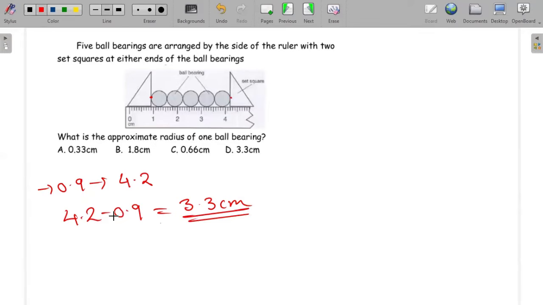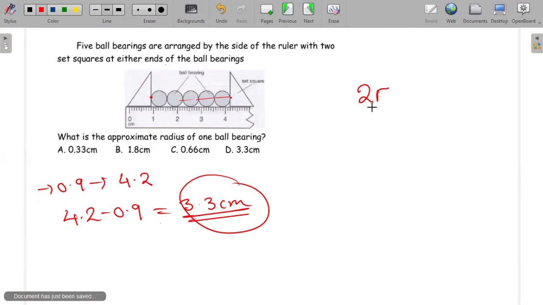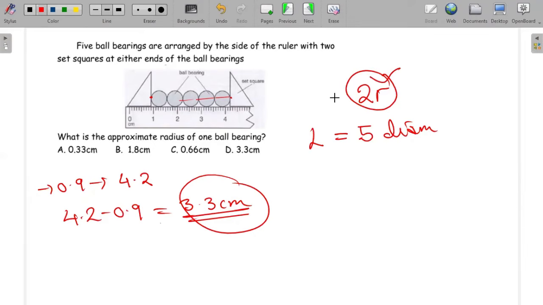So from here now, what are we going to do? These guys are touching each other. So the total length that we've calculated, the 3.3, is equal to the 5 diameters of these balls. The diameter of this one plus the diameter of this one plus the diameter of that one, or the 5. So what are we going to say? We calculate diameter using this formula, 2 multiplied by radius. Now I'm going to replace this diameter with 2r, because this is the formula that we use to calculate diameter.